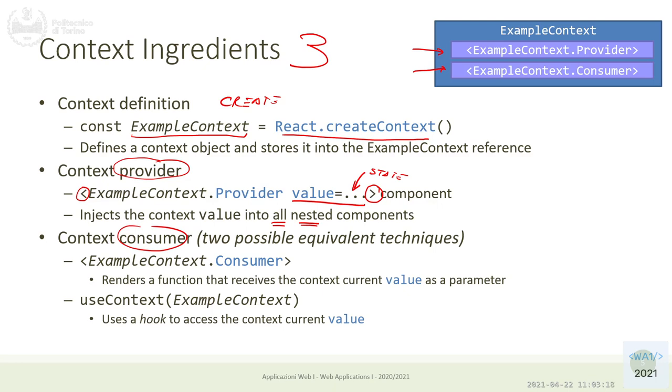And when a node needs to have a value, it just needs to consume this value. And for consuming this value, we can use two different techniques. One is using the consumer component, and so we are wrapping our node inside a consumer, or using a useContext hook, a useContext function that will give us the reference to that element. So basically, if we have our component here that contains a state variable s, and we have some children and children and children, and then we have a node where we want to use this value, we first create the context. Then we define here a provider component with value equal to s.